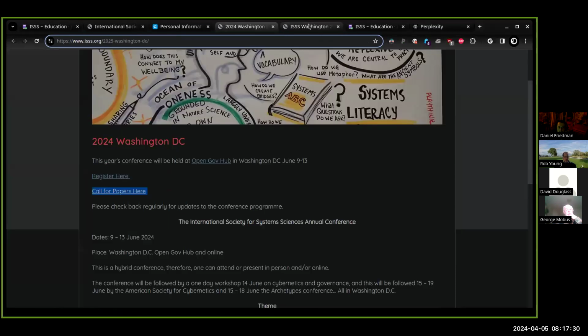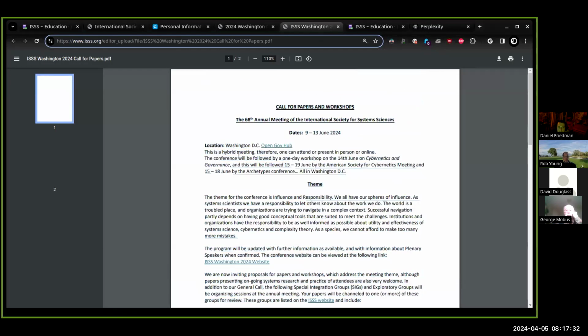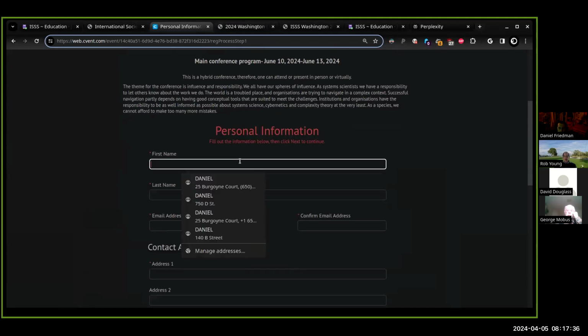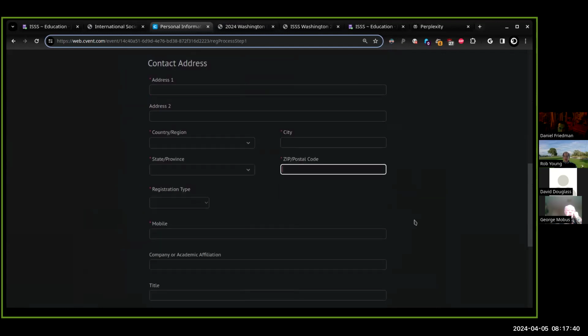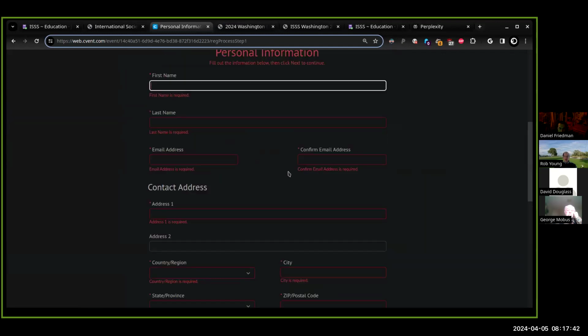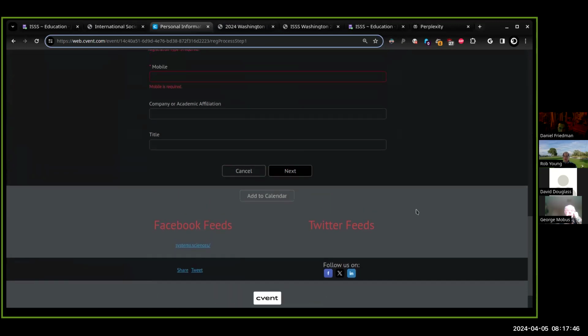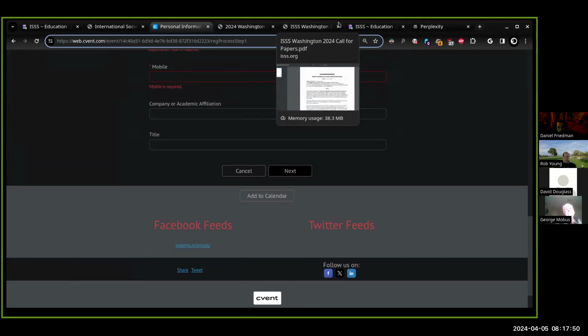On the website, it still says that they're planning a hybrid conference. Yeah, I haven't found a registration page, but Michelle said something the other day that led me to think that that was still up in the air. I don't suppose you've heard anything. No.